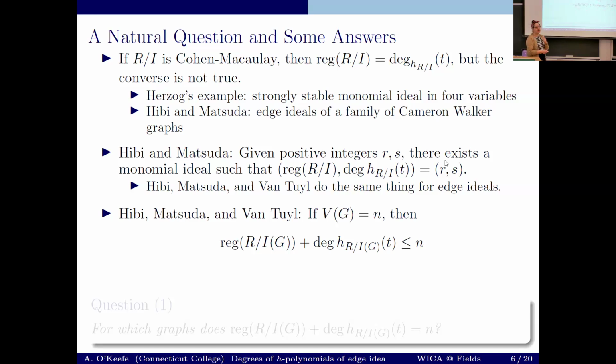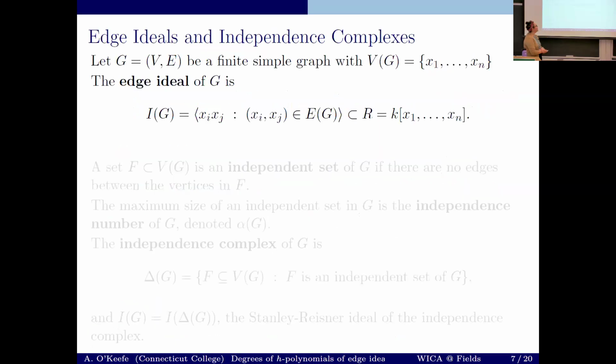Okay, so this is where our story begins because we saw Adam give a talk in Boston and we thought this was interesting to look at. So that's the first question we're going to look at today: for which graphs does the regularity plus the degree equal the number of variables, which for an edge ideal is the number of vertices in the graph. Okay, so let's define edge ideals.